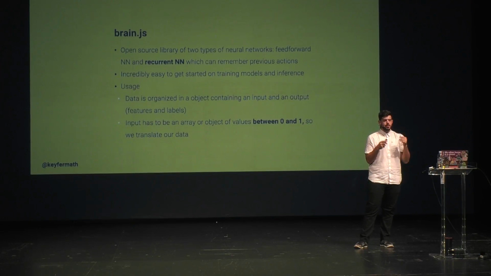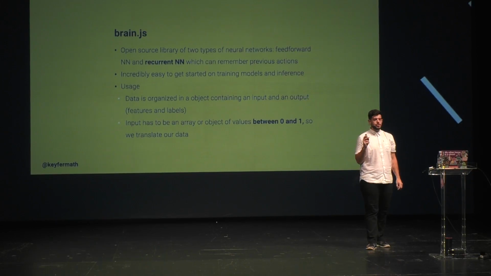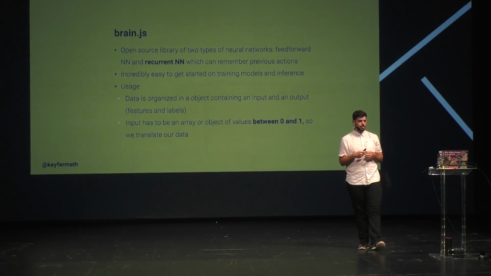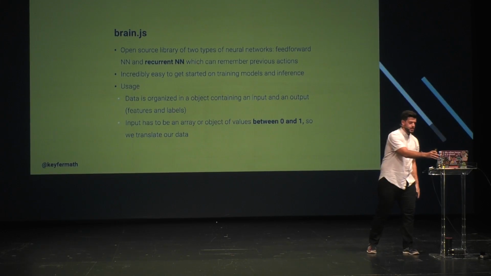Brain.js is really cool because it's incredibly easy to get started on training these models, on data, inference, on prediction. There's 2 main points about Brain.js that I wanted to talk about. One is data is organized in an object containing an input and an output. And these are the features and the labels. So I talked about this at the beginning.